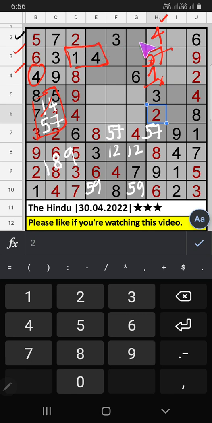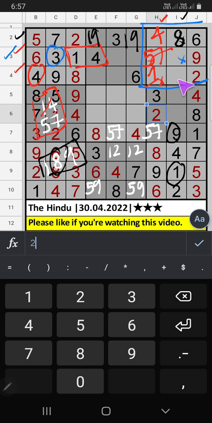Second row, 3 numbers are remaining: 1, 8, 9. Column I, we have 1 and 9. So 1 and 9 can't come in these cells. It will come in any one of the two cells. We will confirm later. Then only one number is remaining, 8. 8 is confirmed here. Third grid, 3 numbers are remaining: 3, 5, 7. Third row, we have 3. So 3 can't come in the cell. 3 is confirmed here. 5 and 7, it will come in any one of the two cells. We will confirm later.